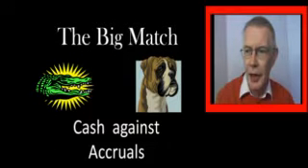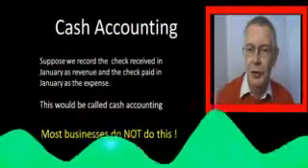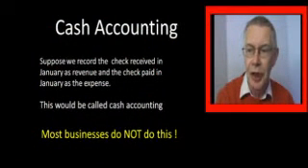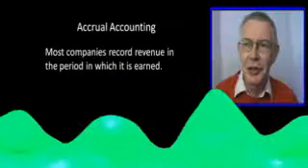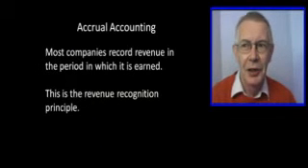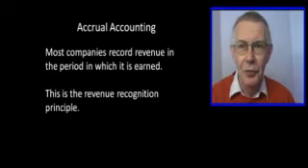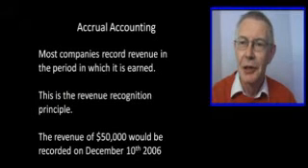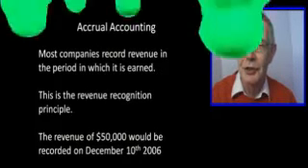To record the cash received in January 2007 and the check payment in January 2007 would be to use a cash accounting system. This is not, in fact, what most businesses do. Most companies will record revenue in the period in which it is earned. This is known as the revenue recognition principle. So the business would record the revenue of $50,000 in December 2006.